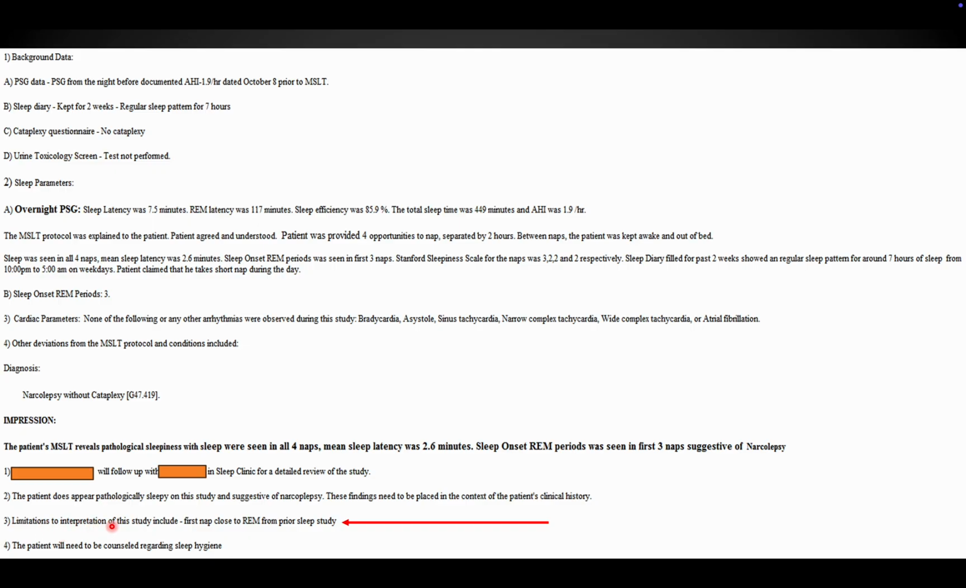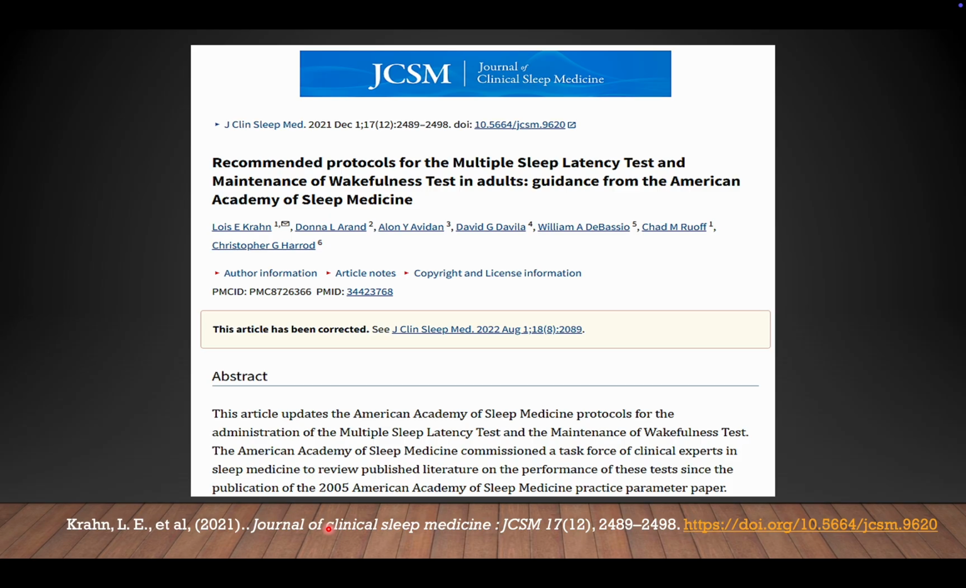The limitation to the interpretation of the study was that the first nap was close to the REM from the prior sleep study. So it may be the one we have discussed earlier, and that is also addressed in the report. Now, what are the guidelines? If you want to read more about this, you can read Krahn et al., the recommended protocol for MSLT and MWT, the guidance from AASM, which is available for free.